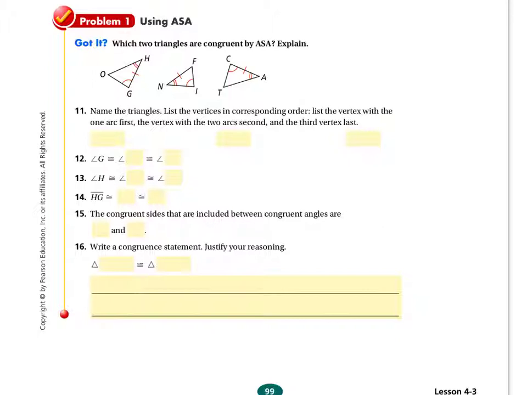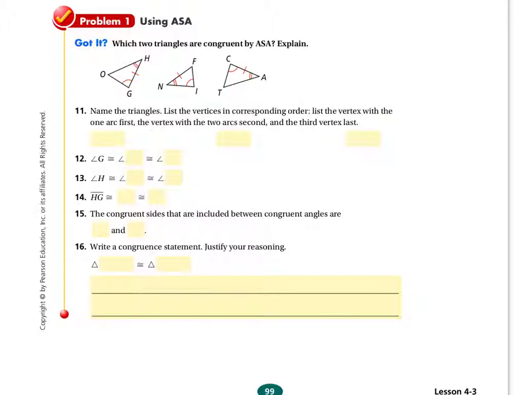So let's look at problem 1. Which two triangles out of these three are congruent by angle-side-angle? Take a second and see if you can figure it out. Okay, number 11, I'm going to say for you to complete and hit pause on this lesson to complete it for the sake of time. So I'm going to continue to number 12.